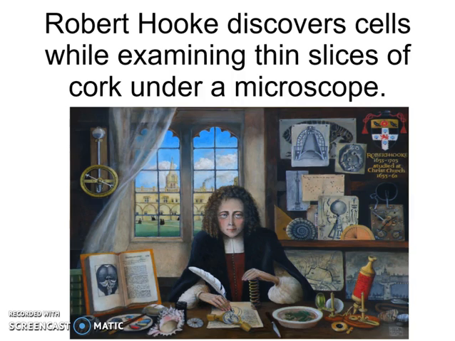So first, in our timeline of events, Robert Hooke discovers cells while examining thin slices of cork under a microscope. Now you will learn that all living things are made of cells, and remember that cork comes from a living thing. So he really didn't know what these things were, but he noticed that they kind of looked like little rooms, which is why he called them cells.